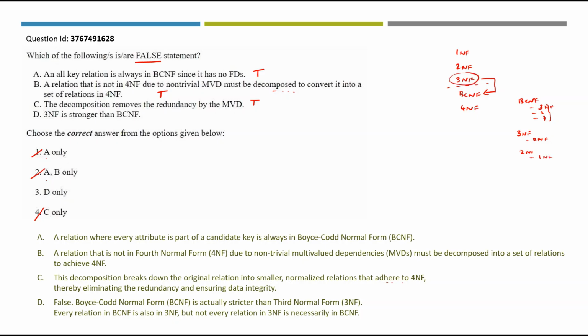Every 3NF will definitely be in 2NF. This is how we can say. If that is the case, 3NF cannot be stronger than BCNF. The reverse is actually true. BCNF is stronger than 3NF, we can say. So D is false. Option number 3, D only, will be the right answer. That is the false statement. Here, stronger than BCNF can be taken to be stricter. So here, which is stricter? BCNF is stricter. So this statement is false.